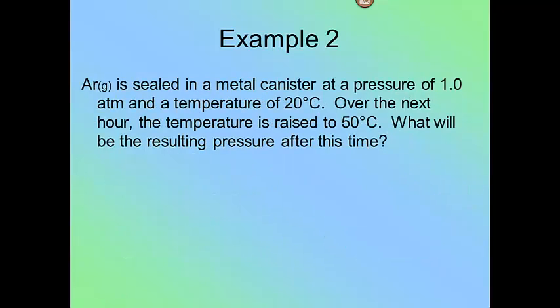Now let's look at a slightly different example. So we have argon in a metal canister, and the pressure is 1 atmosphere and a temperature of 20 degrees Celsius. Over the next hour, the temperature is raised to 50 degrees Celsius. What will be the resulting pressure? So notice in this problem, we have a P1. We have our set of conditions.